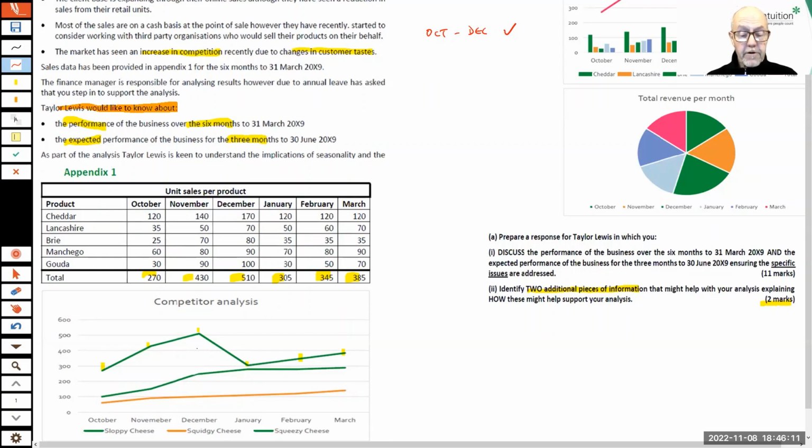But then if we look at the period December to January, our competitors have grown. So that's not so good, but then we seem to have recovered February and March. So things have improved. There's a reasonable summary of what we can see there.